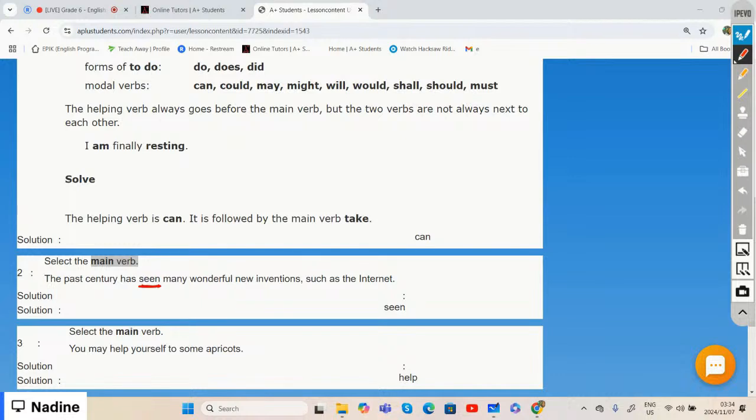Our helping verb is has. Has seen, but our main verb is seen. And if we were to select our main verb in the next one, you may help yourself to some apricots. And our main verb is help. Helping verb is may.